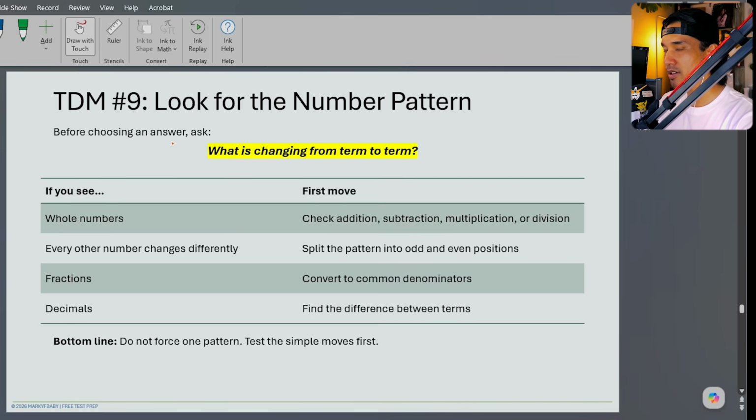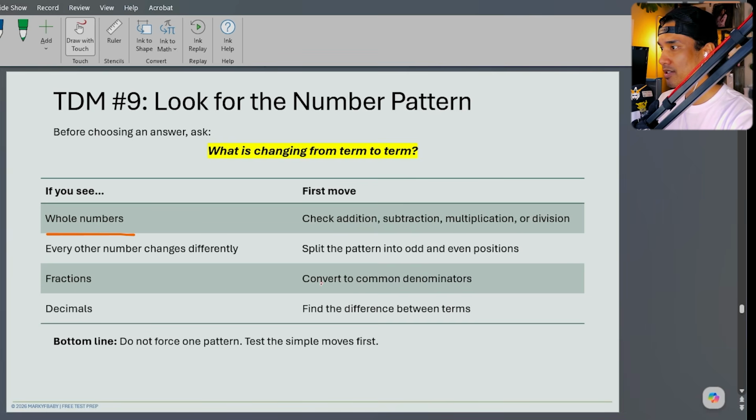That is to look for the number pattern before choosing an answer. Before I go over this one, this is for the number series. Before choosing an answer, ask what is changing from term to term. If we're given whole numbers, check addition, subtraction, multiplication, or division. If every other number changes differently, split the pattern into odd and even positions. I go over this in the example.